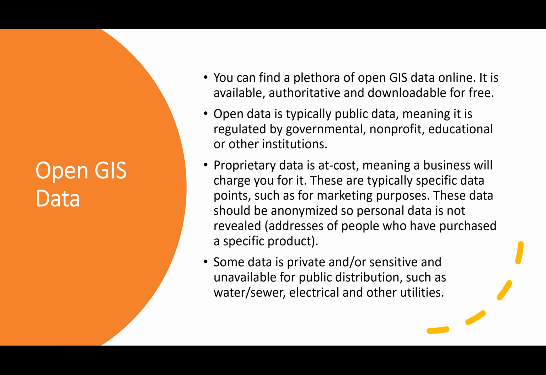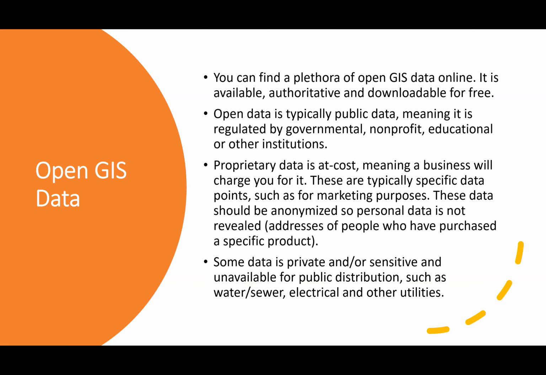Proprietary data is at cost. That means that a business will charge you for it. That's different than open or public GISs. Those are free and publicly available. You don't have to pay for it. But there are options. So if you can't find it publicly, you can find it at cost.